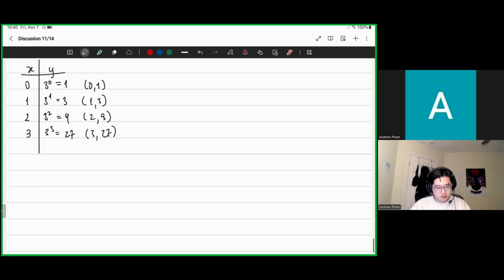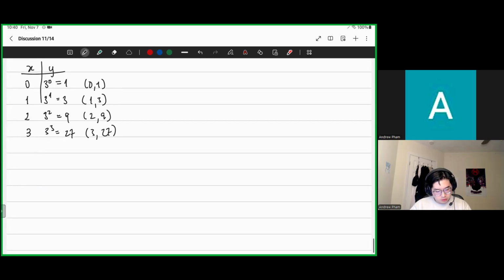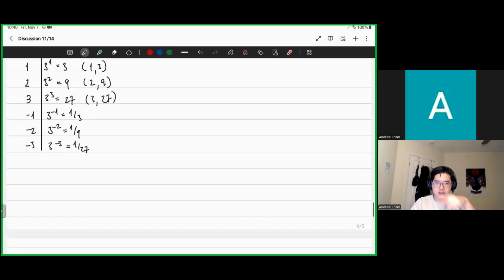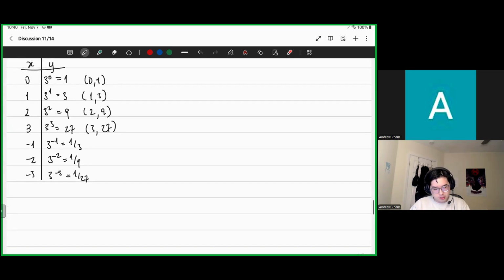But we could also plot negative numbers too, right? That's what we said before. So in terms of, say, -1, well, 3 to the minus 1 is just 1/3. If x is -2, 3 to the minus 2 is just 1/9. And then -3, 3 to the minus 3 is just 1/27. So the numbers get smaller and smaller as your negative numbers become more negative, but always tending to 0, okay? So you can plot these points as so.